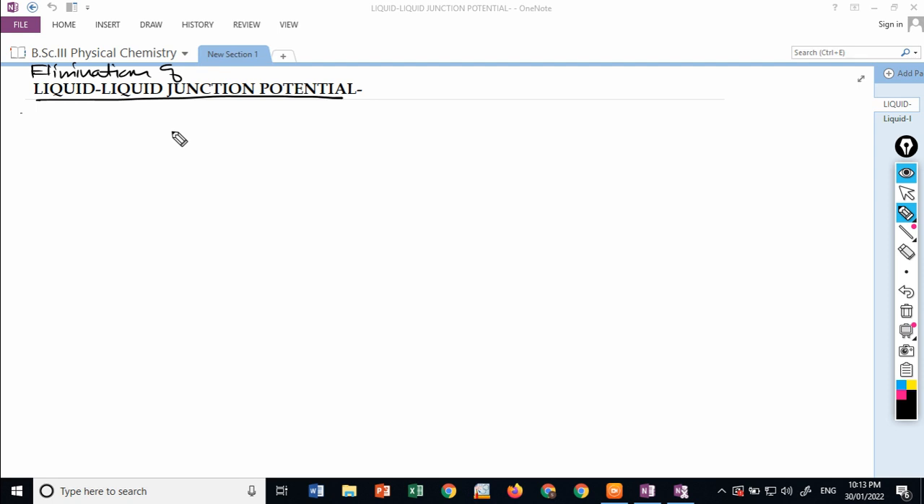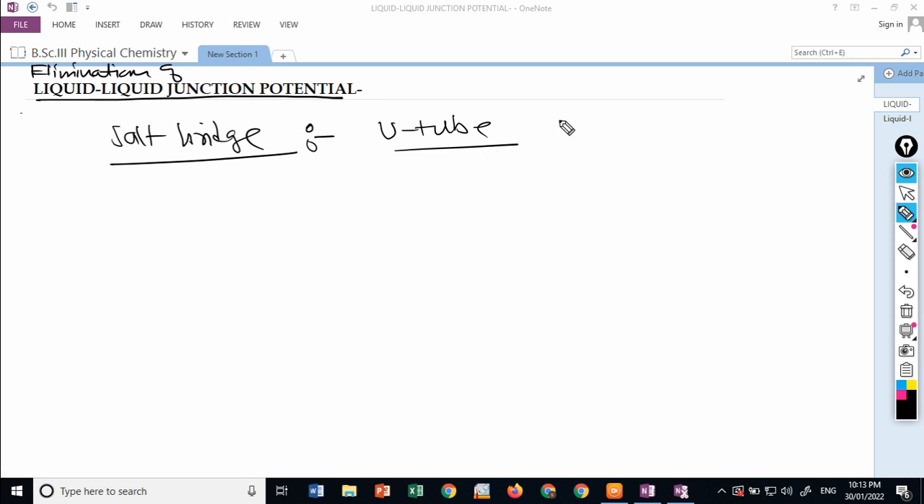This is often achieved by using a salt bridge. So this is one method. You have to use the salt bridge to remove or eliminate the liquid junction potential or to reduce its value. Okay, so we'll discuss some part of the salt bridge here. A salt bridge is a U-shaped tube which is filled with a saturated solution of electrolyte.